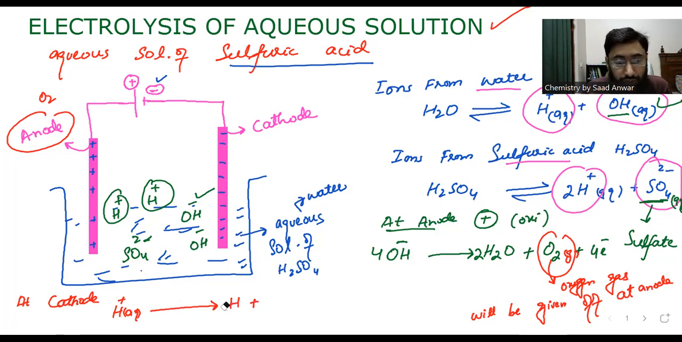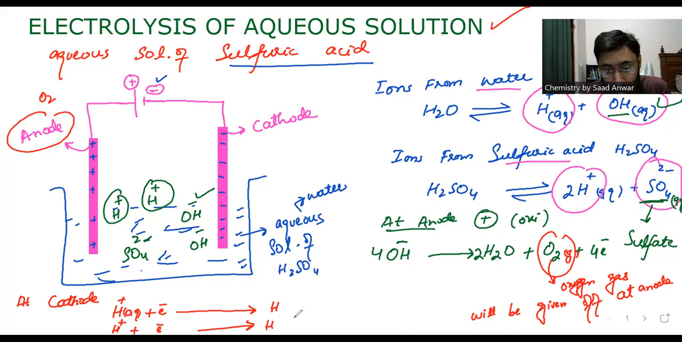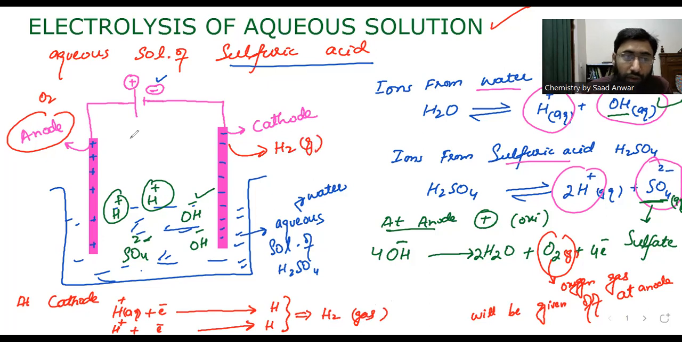Let me write these equations. By getting an electron, this hydrogen ion is converted into a hydrogen atom, and if I have one more hydrogen ion to make this equation balanced, then I have one more hydrogen atom. These 2 hydrogen atoms combine together and hydrogen gas appears. So at cathode, hydrogen gas will be given off. At anode, oxygen gas will be given off in case of electrolysis of aqueous solution of sulfuric acid.